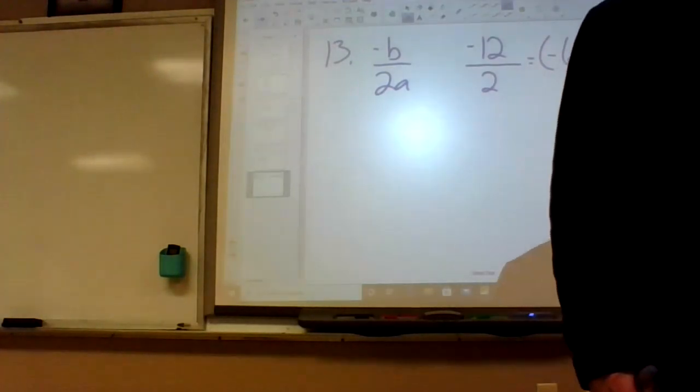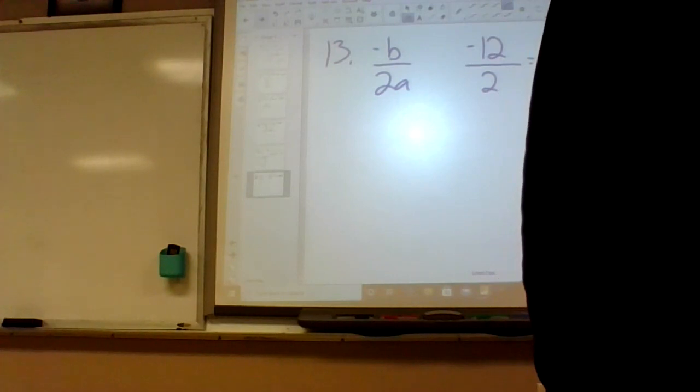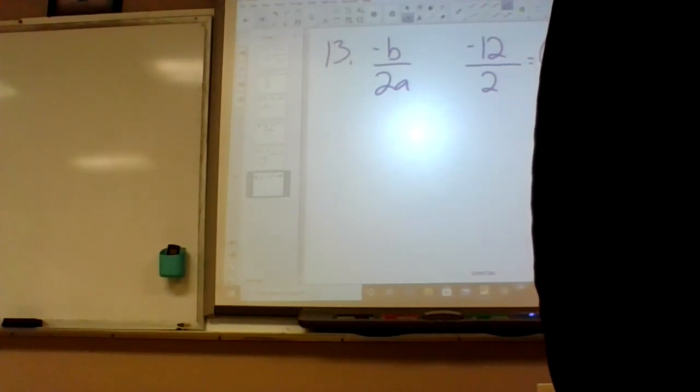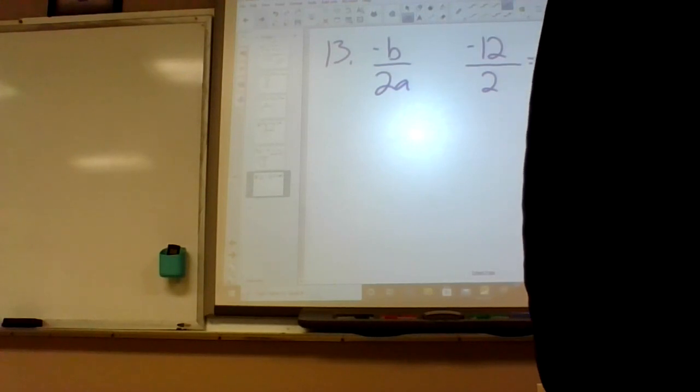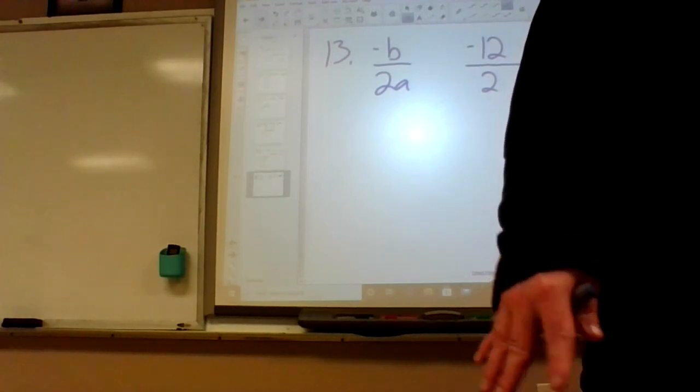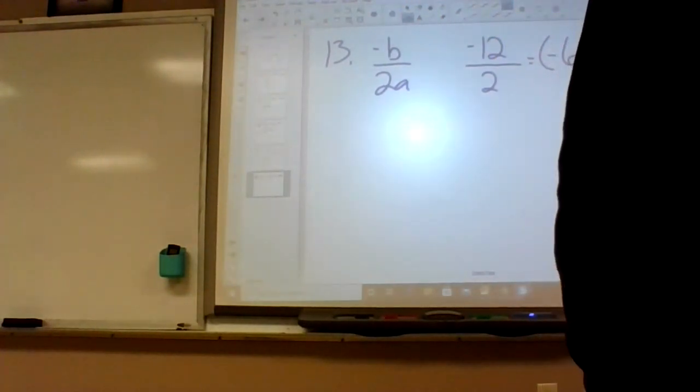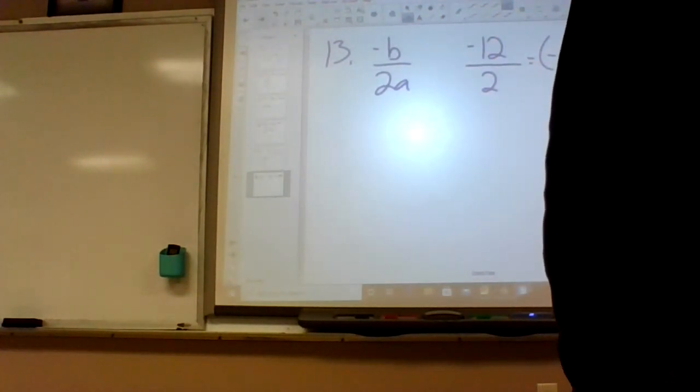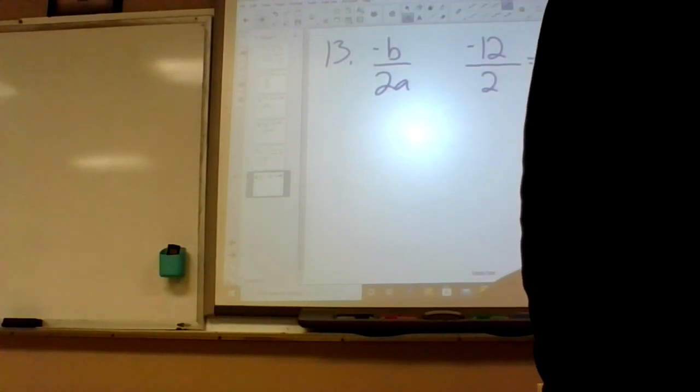So what problems do you do that -b over 2a when it's written in standard form? Standard form is when it's written like x squared plus x plus the number. Number 8, they call that vertex form because you can just look at it and know what the vertex is.